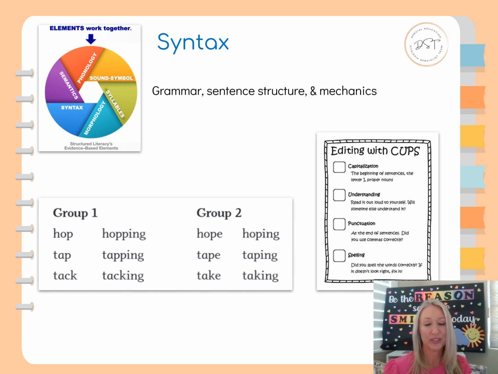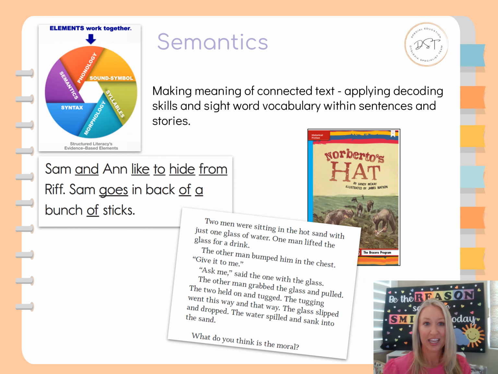Next we have syntax, which is defined as the sequence and function of words in a sentence. This includes grammar, sentence structure, and mechanics. Again, this is a sneaky one in our literacy instruction, but it's crucial that we explicitly teach these skills. And our final element is semantics. Semantics can be defined as making meaning or comprehension of language. This is our overall goal of teaching reading to students, so that they can take those word recognition and decoding skills and apply them in order to make meaning of the text they're reading.